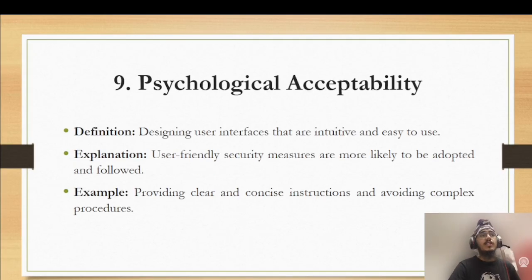Which brings us to the next principle. Security measures that are hard to use often get bypassed. To address this, we have the principle of psychological acceptability: designing user interfaces that are intuitive and easy to use. This principle emphasizes making security features intuitive and user-friendly. When security is easy to follow, with clear instructions or simplified multi-factor authentication, users are more likely to stick to it, reducing risky behaviors.